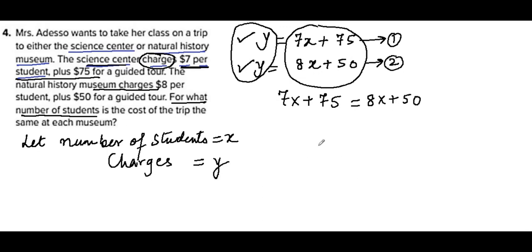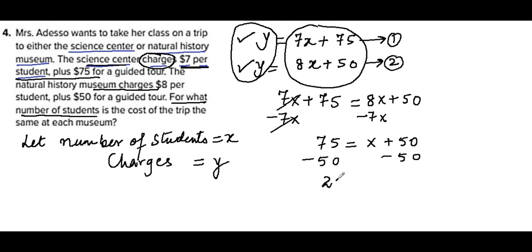Choose the smaller variable coefficient, which is 7, so minus 7x, minus 7x both sides. You can choose 8x also, but it's better to choose the small one, which is 7x. So this and this cancel out, so 75 is equal to 8 minus 7, which is 1x, plus 50. Minus 50 here, minus 50 here, so 25 is equal to x. So we got the value of x, which is 25.